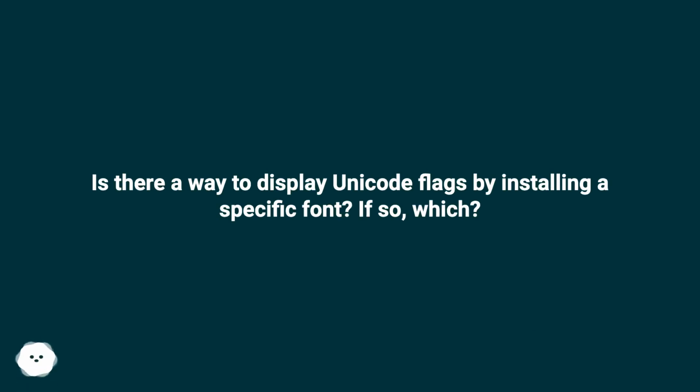Is there a way to display Unicode flags by installing a specific font? If so, which?